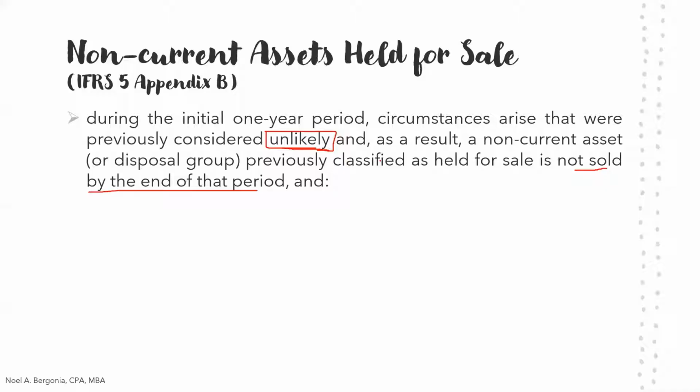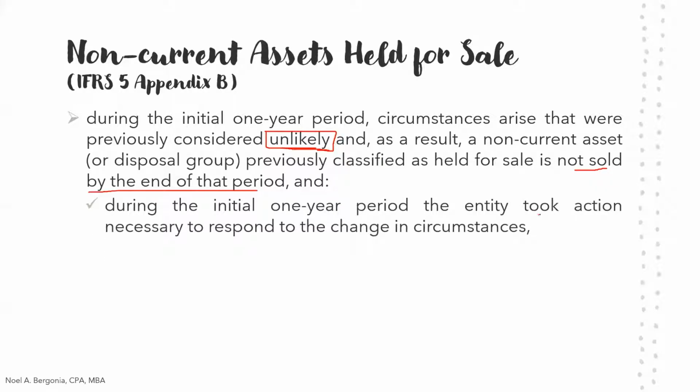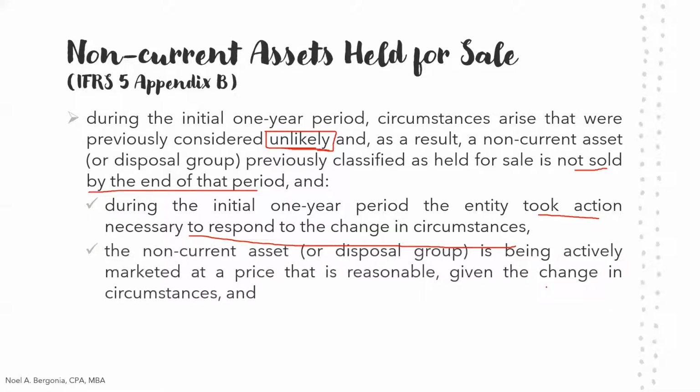But take note ha, it should be based dun sa kaninang paragraph number 9. It should be beyond the entity's control. And during the 1 year, the entity took action to respond to this change in circumstances. Okay, so ganun pa rin, there should be an action made by the entity. Doon sa mga tatlo or previous 2 slides natin, paulit-ulit na sinasabi doon that the entity should have taken an action on those circumstances, and the non-current asset or disposal group is being actively marketed at a price that is reasonable.